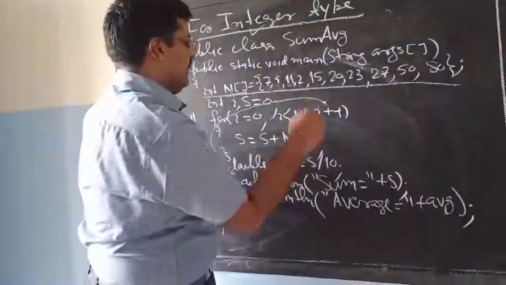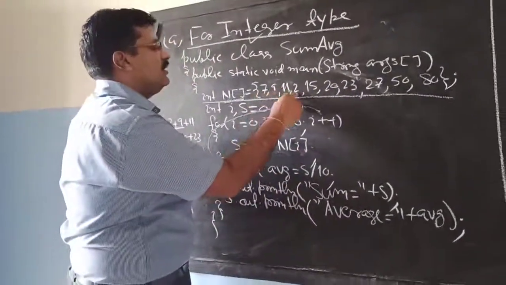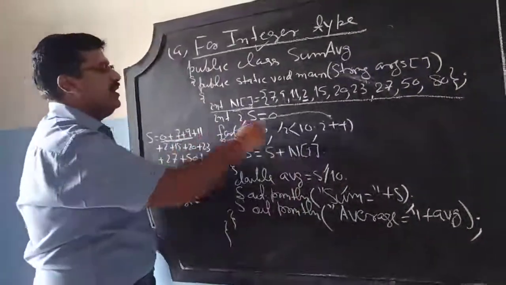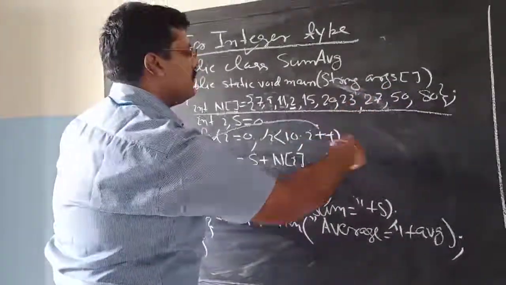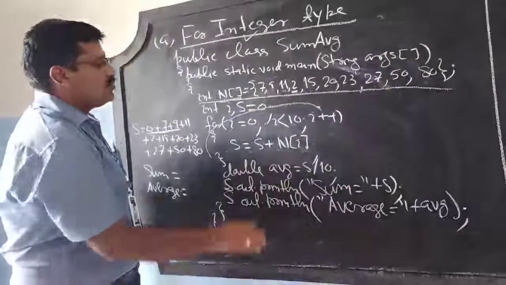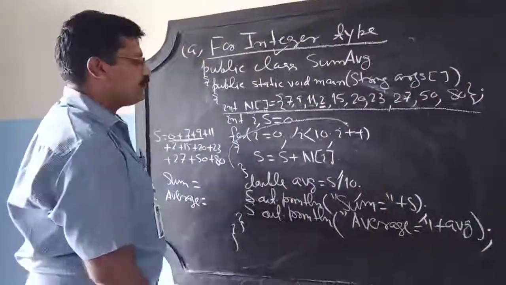Next i, n3. s equal to s plus n3. At n3 place, 0, 1, 2, 3, what is there? 2 is there. The 2 will be added. Then 15, 20, 23, 27, 50. It will go on from n0 till n9. So all the elements are added in s, the sum.